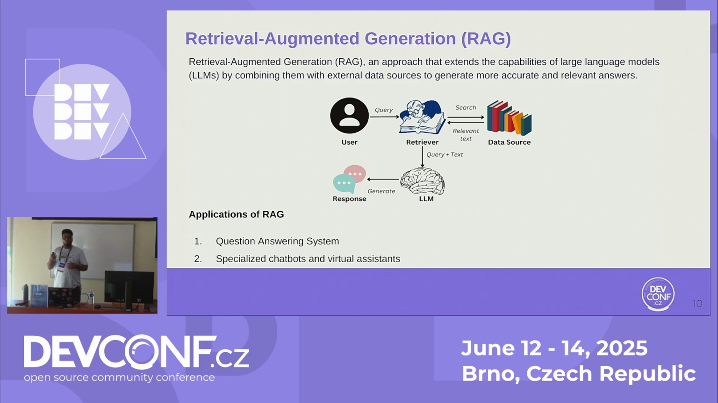We train our model by combining it with our external data sources to generate more accurate and relevant answers. In this diagram, you can query the large language model directly. It will store chunks in databases like vector embeddings. If you ask a question, it will combine both of them and answer you. Applications of large language models include question answering systems, specialized chatbots, or virtual assistants.